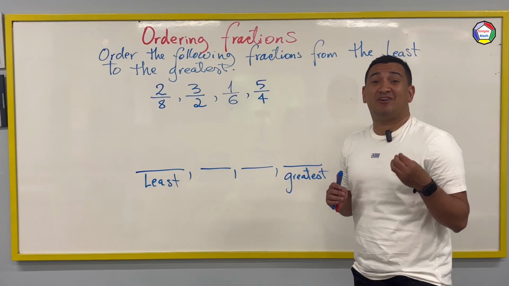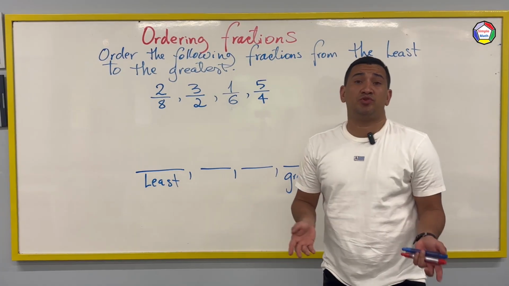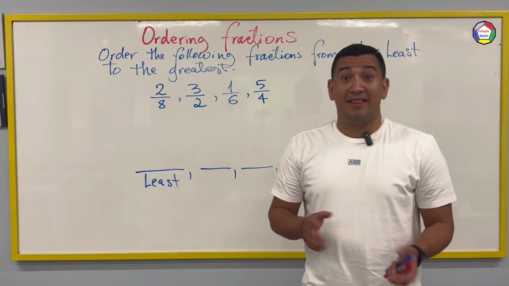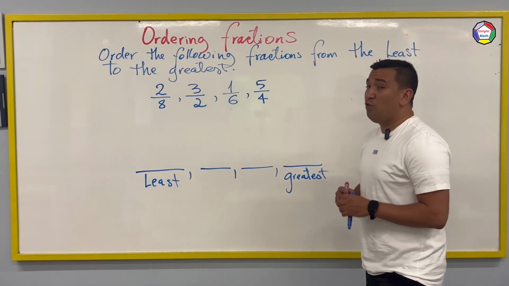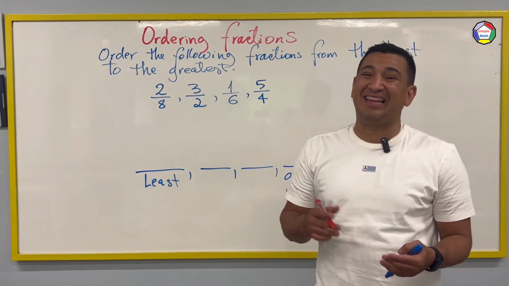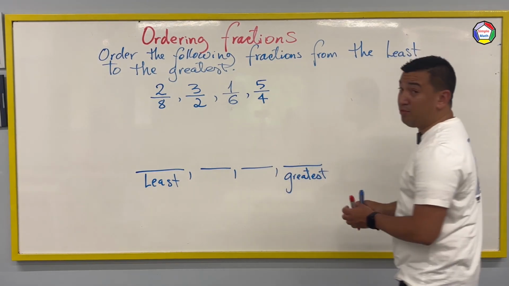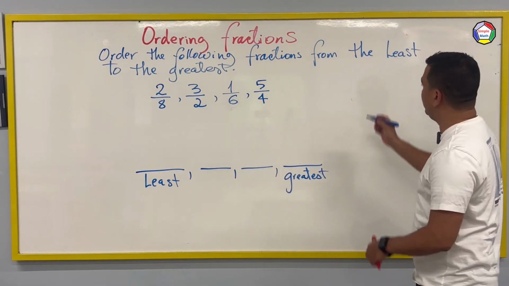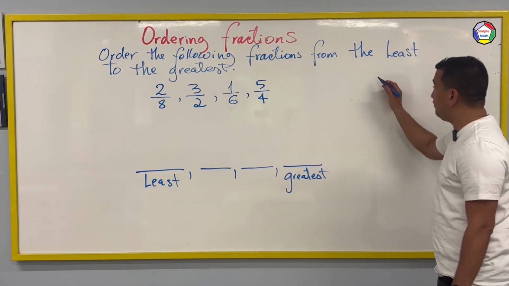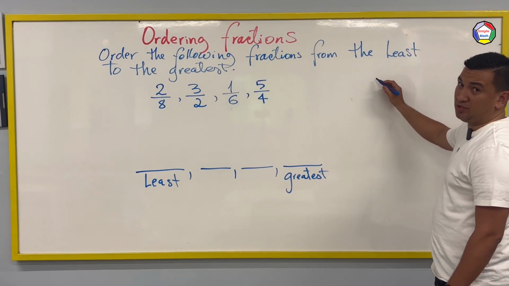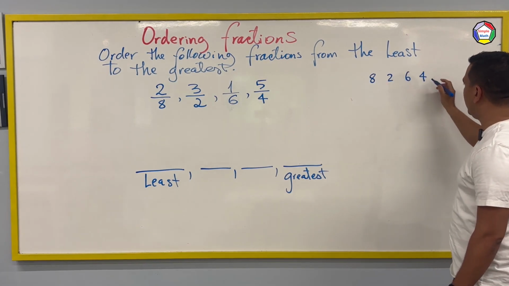The problem is that the fractions have different denominators, and it's not possible to know which fraction is bigger than the other one. That's why we need to use the least common multiple, or the least common denominator. So I'm going to take all the denominators, 8, 2, 6, and 4, to find the least common denominator.